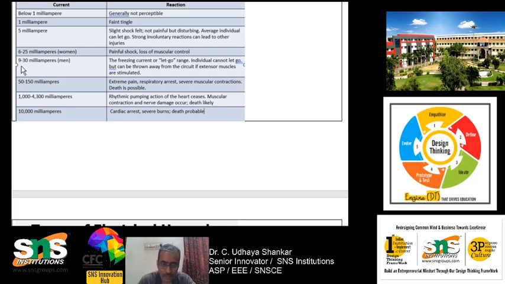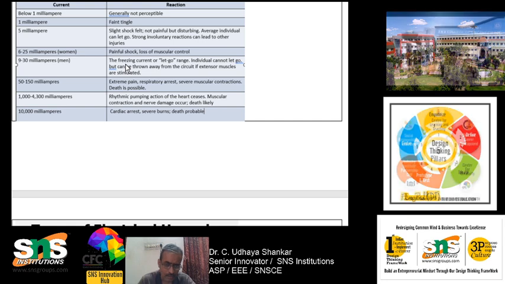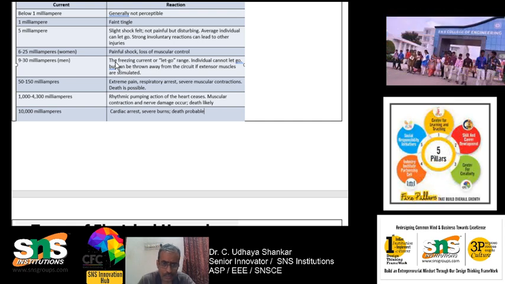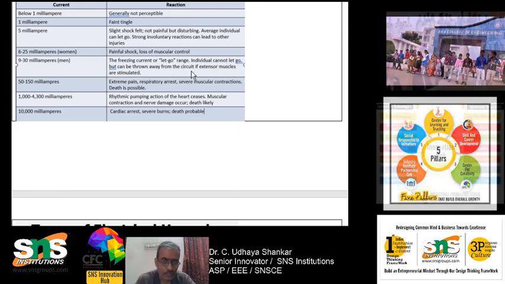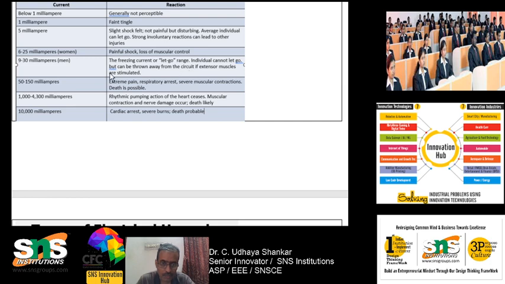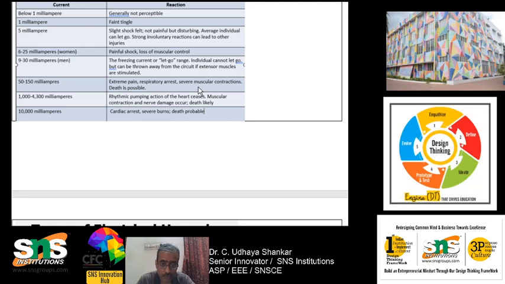If it is around 9 to 30 milliamps for men, previously it was for women, men are quite stronger than women. This is the freezing current, a range where the individual cannot let go, but can be thrown away from the circuit if extension methods are used. At 50 to 150 milliamps, extreme pain, respiratory arrest and severe muscular contractions will be there, and death is also possible if it is greater than 50 milliamps.